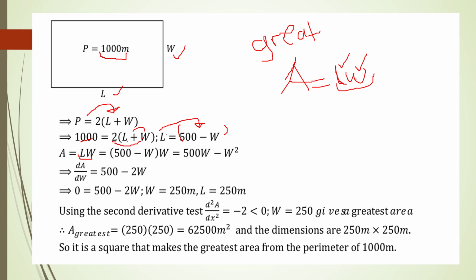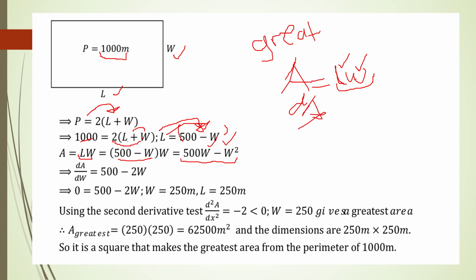And we have already got our L to be the same as 500 minus W. So we substitute for it here, and then we expand the brackets to ease up our differentiation. So we shall end up with 500w minus w squared. So from here we can differentiate this, so we have to get the derivative of the area, since we only have one variable, w.